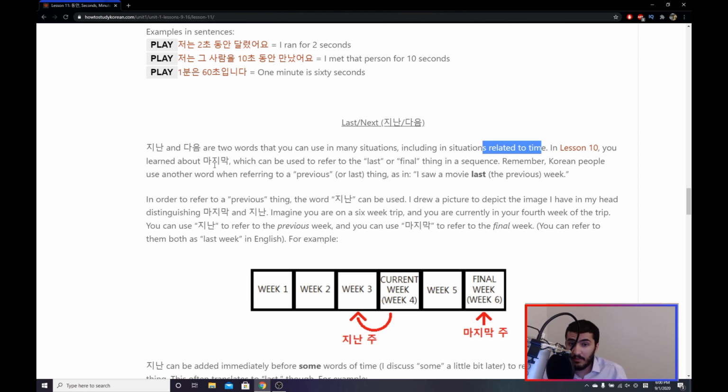The one, it can be like in the past, like, oh, the last exam I had, or it can be in the future, or the last exam I will have. So it's not exactly like in the present or the future. 지난 is always in the past. The last one, the previous one. You can't say the previous exam I will have. That just doesn't make any sense.